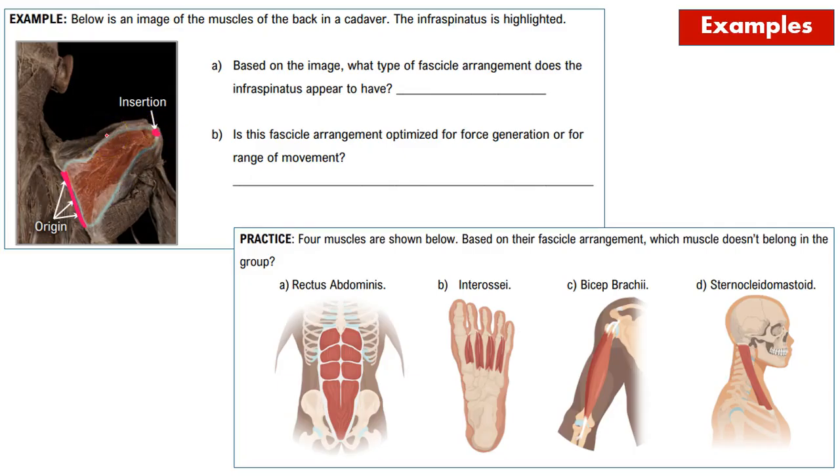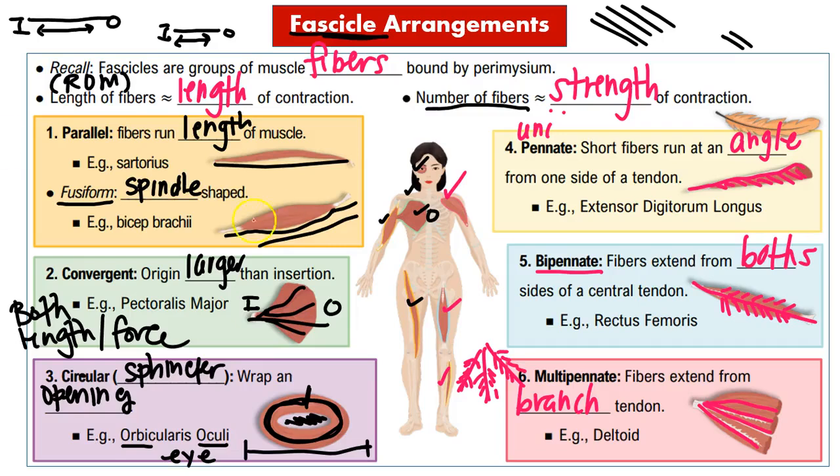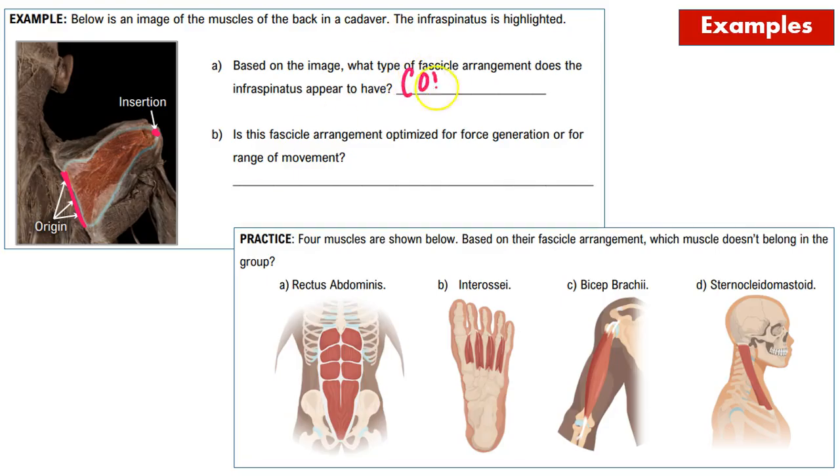So now that we're grounded, let's go ahead and answer the question. Based on the image, what type of fascicle arrangement does the infraspinatus appear to have? So we can go back and say, okay, let's think about it. We know we're going to have a large origin, very small insertion. The only one that does that is going to be convergent. The origin is larger than the insertion. So we know we're going to have convergent. So that means you could have a note card that has all the different fascicle arrangements and have it in your brain to be like, oh, convergent, okay, this is going to be fusiform, or parallel, or bipinnate, etc., etc.